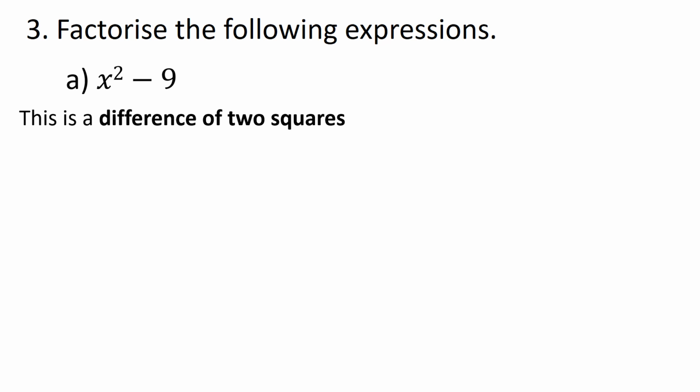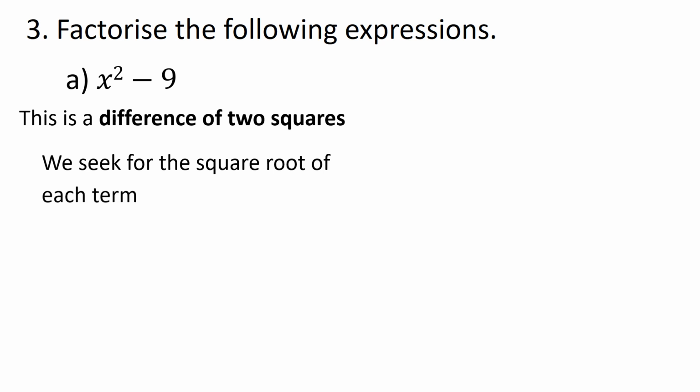Our third question, factorize the following expressions. A, x squared minus 9. This is a special form of a quadratic expression which is known as a difference of two squares. We therefore need to seek for the square root of each term independently, that is, the square root of x squared, which is x, and the square root of 9, which is 3. Then we write x minus 3 multiplied by x plus 3.